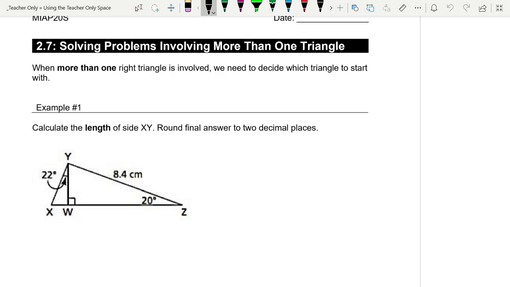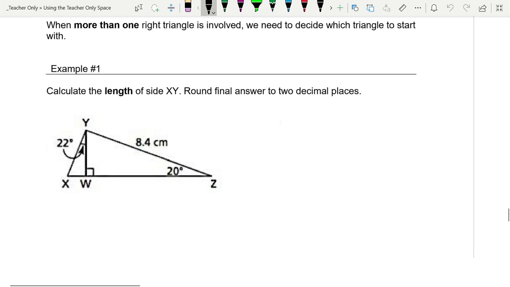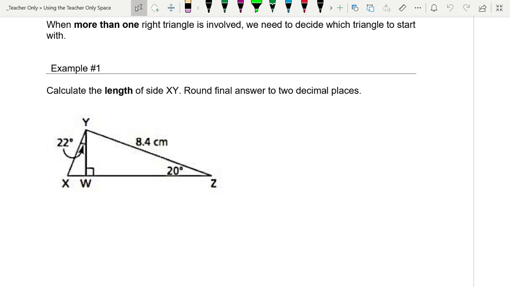So example 1 says calculate the length of side xy and round the final answer to 2 decimal places. So side xy is this side right here, what I'm looking for. So do I know anything else in that little triangle that's going to help me? And the answer is no. I know one angle. I don't know another side. So what is my strategy here?